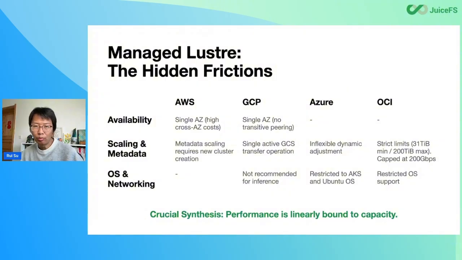This is also one shared limitation across all four clouds. Elastic performance is tied to provisioned capacity. That means even if you do not need more storage space, you may still have to buy more capacity just to get more throughput. And for AI workloads, that can become very expensive.